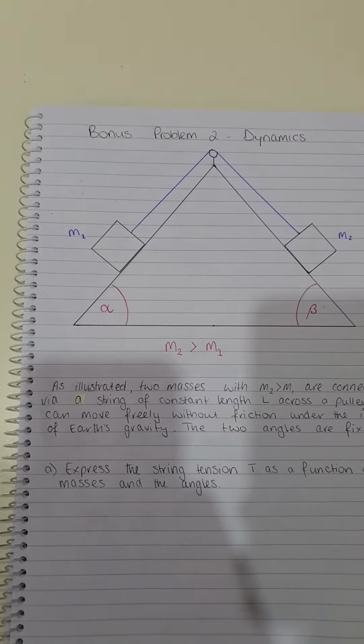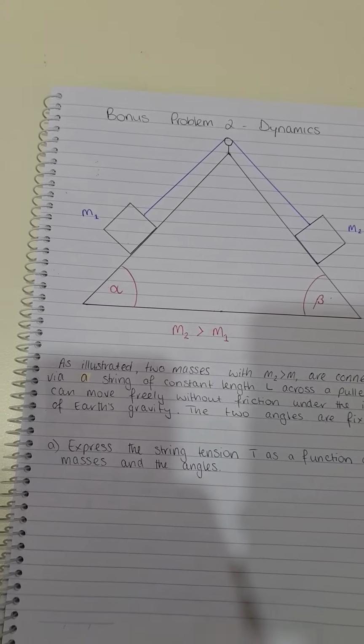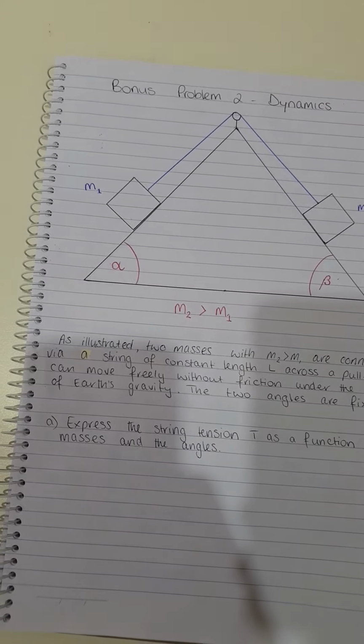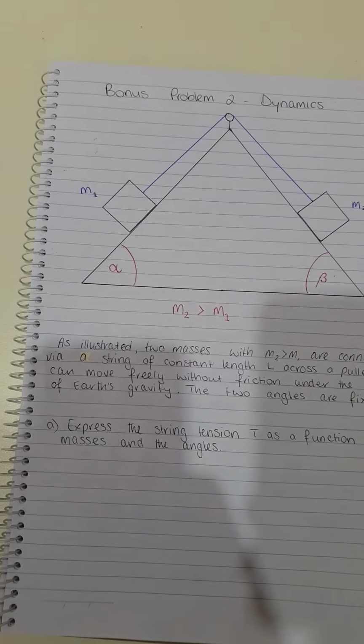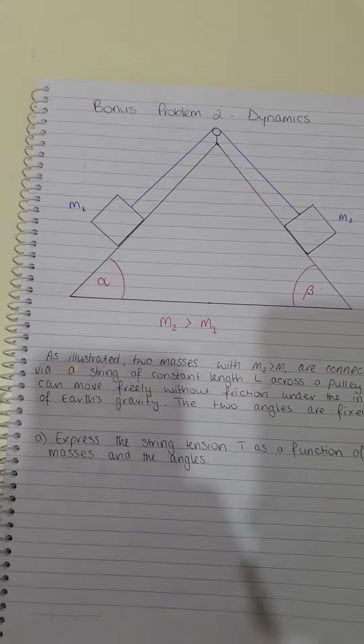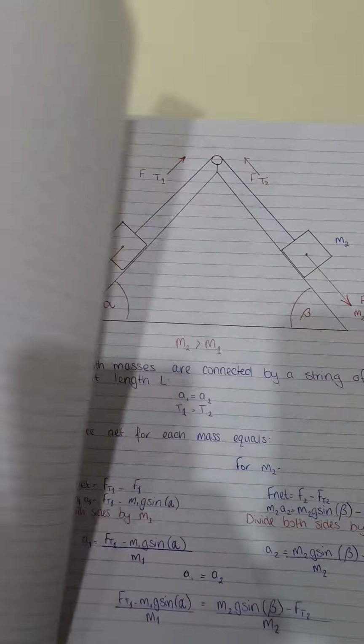Now the first part of this problem is to express the string tension T as a function of the masses and the angles. As the two masses are connected together, they will both move at the same time with equal acceleration, and the string tension will also be equal on each side of the pulley.